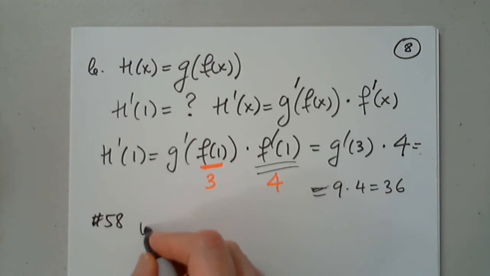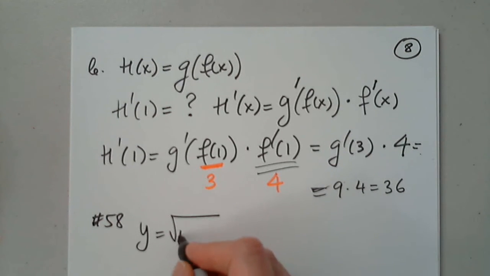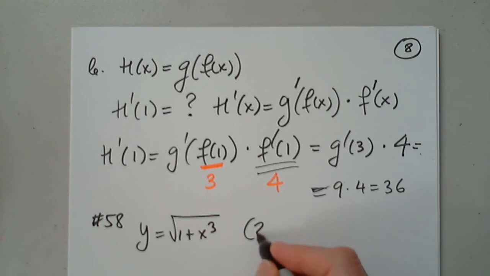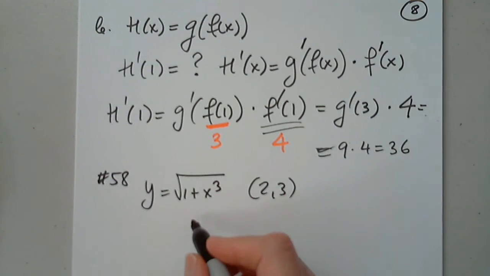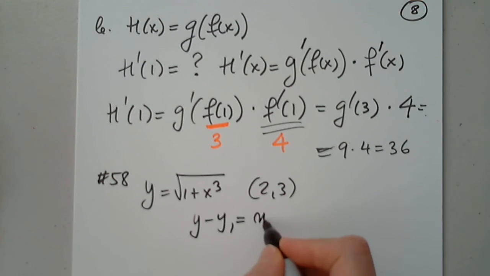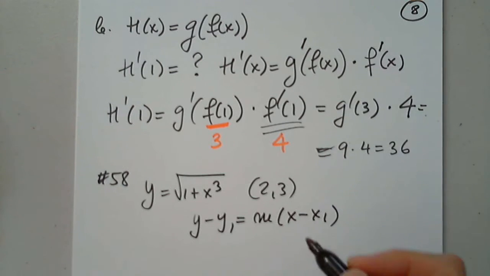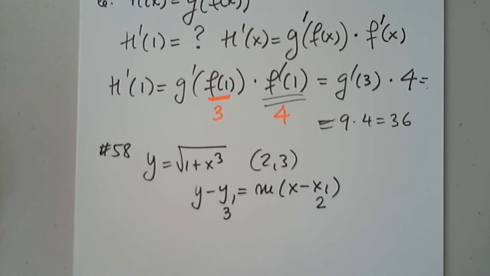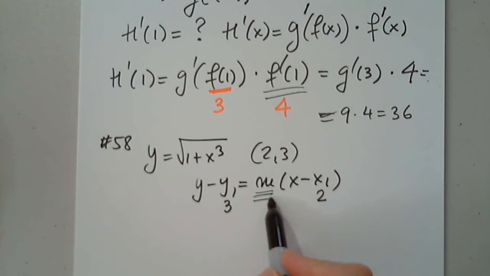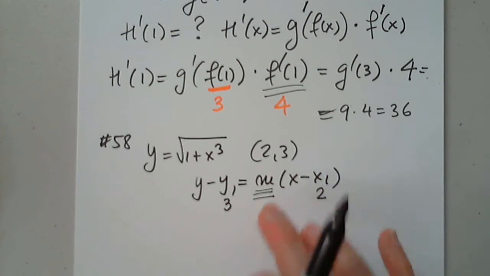Okay, let me copy it. Y equals the square root of 1 plus x cubed, and the point (2, 3). So they want the equation of the tangent line to the graph at such and such. I know that it's y minus y1 equals the slope times x minus x1, where x1 is 2 and y1 is 3. But I have to determine the slope. How do I determine the slope?